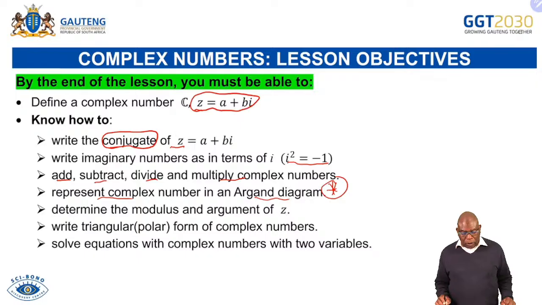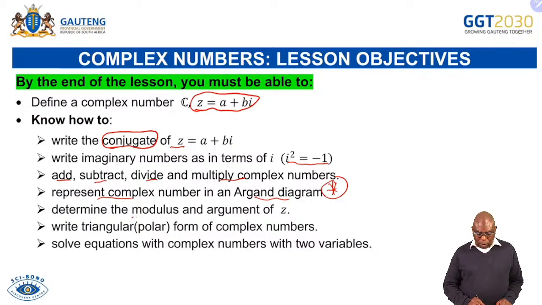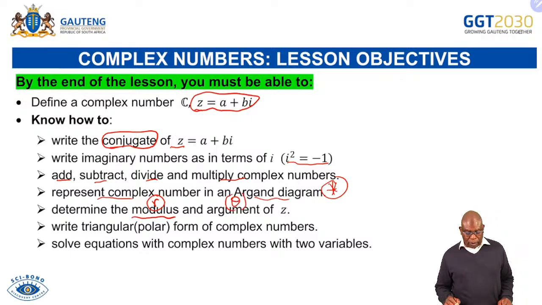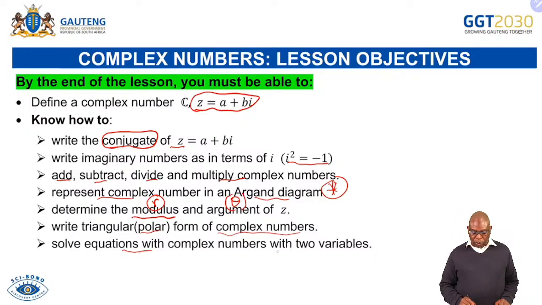So determine the modulus and the argument, that's what I was talking about. This is the R value here, and this is the angle that we're talking about in the next slide. Write this as a trigonometric or polar form of the complex number. We'll look at that also. And we solve equations with two complex numbers with two variables. Very important also on that.